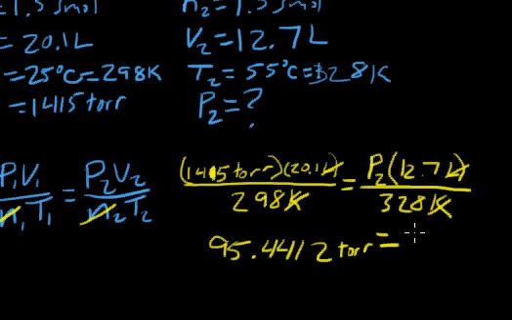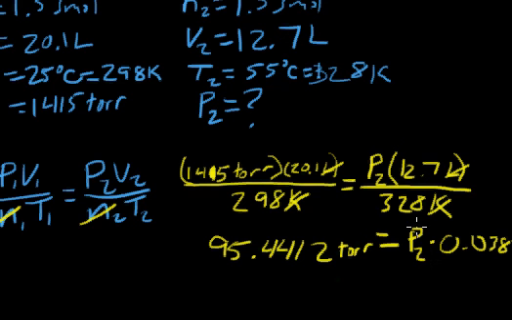On the right-hand side, we still have P2, and we're going to go ahead and simplify 12.7 divided by 328. And when you do that, you get 0.0387, etc., and there's no units left, so we're not going to put any unit on that. So I'm going to keep the full number on my calculator so that I can solve for the correct answer.